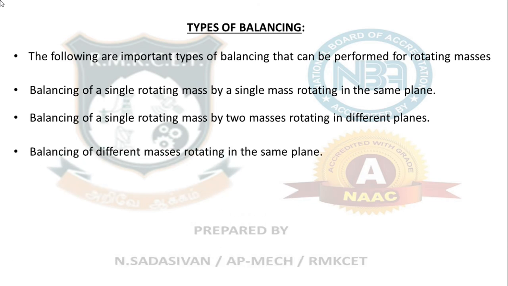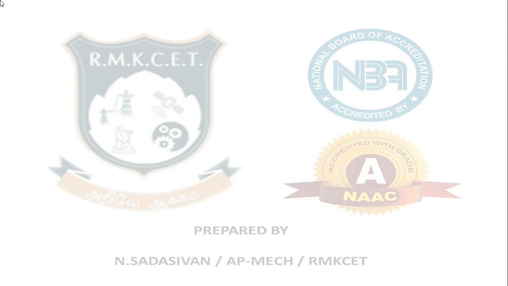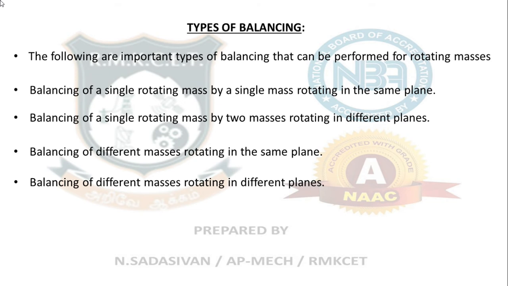The types of balance are theoretical. We don't actually do all these things. We do only two types of problems. Static: all the masses lie on the same plane, and the balancing mass also lies on the same plane, as I showed you in the Creo. The second case is dynamic balancing: the masses lie at different angular positions across the length of the shaft. Those are the only two types of problems. These things you can study for 2 marks.